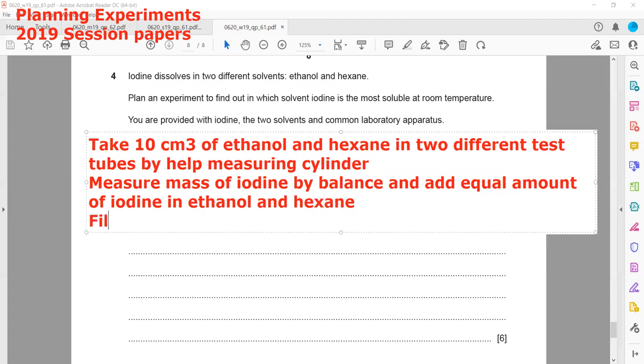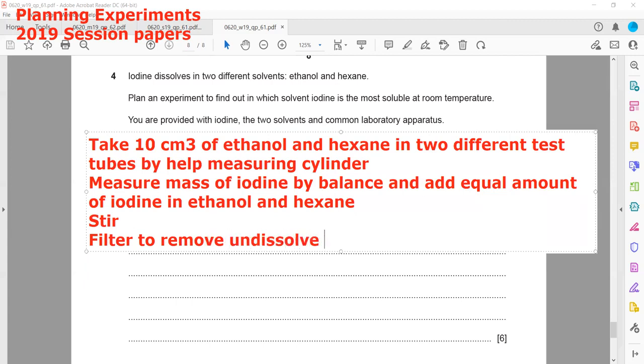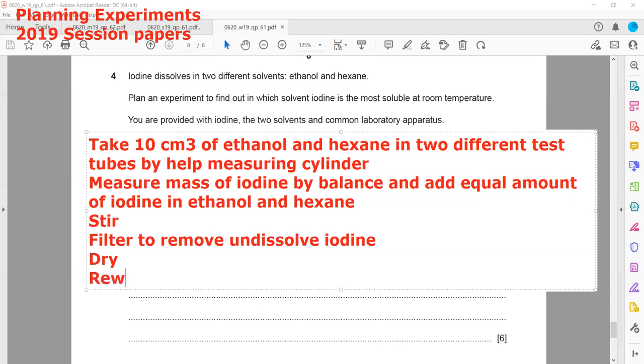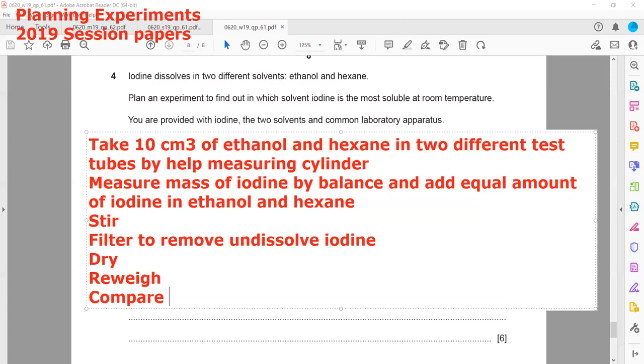Then after that, we will stir, then we will filter to remove undissolved iodine. After that, we will dry by using a tissue paper, or a desiccator can be used. Then we will reweigh again, and we'll compare the mass of undissolved iodine.